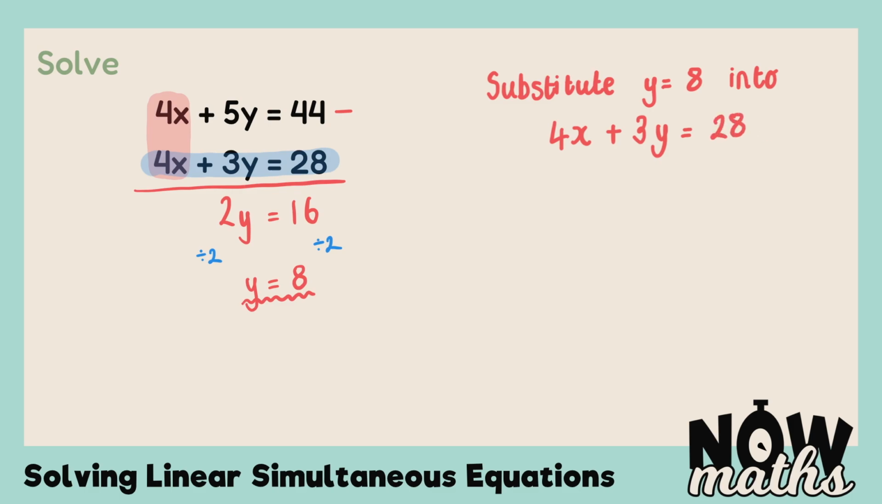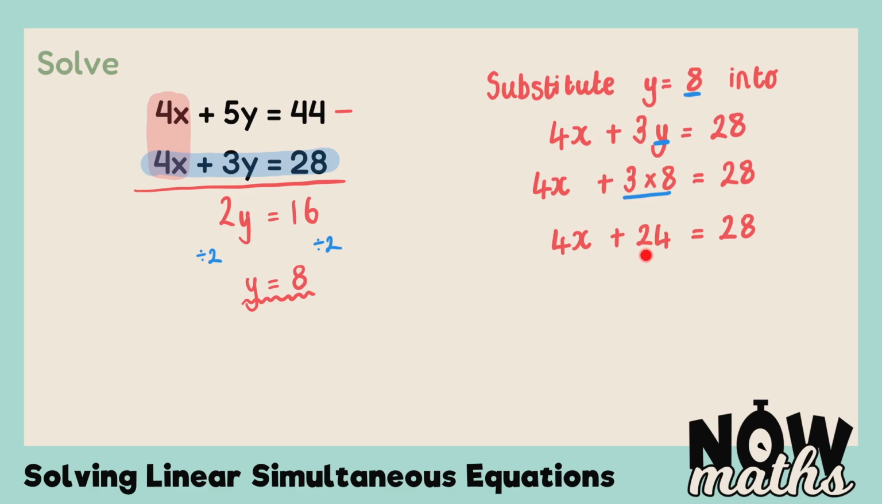And when we substitute y for 8, the y is replaced with 8, so our equation becomes 4x add 3y will become 3 times 8 equals 28. And then this time we're going to need to calculate the value of 3 times 8. 3 times 8 is 24, so we will have 4x add 24 equals 28. And we're left with a linear equation only in terms of x now.